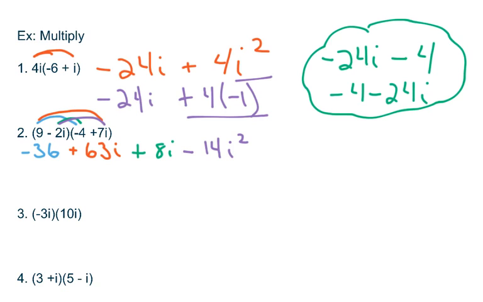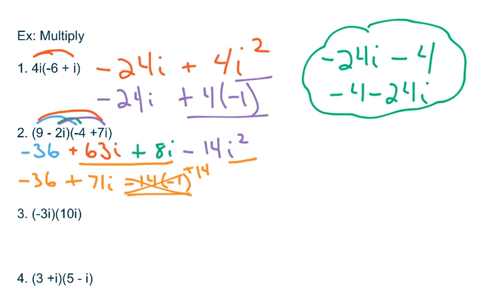Okay, so we have some terms that we can combine. We can combine these 63i and 8i. We can also rewrite i squared as negative 1, so we'll have negative 36. Let's see, 63 plus 8 is 71, so 71i minus 14 times negative 1. And then negative 14 times negative 1 is positive 14, so I'm just going to write 14 off to the side and cross that off, make it plus.